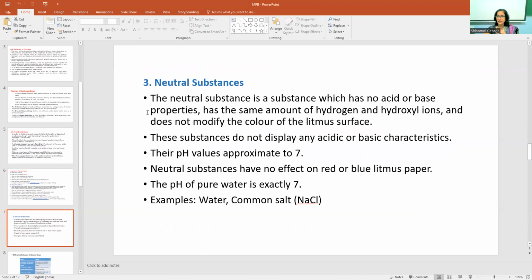And then, comes acid-base. There should be some neutral substance. So there is always neutrality in everything, right? A neutral substance is a substance which has no acidic or basic properties, and it has the same amount of hydrogen and hydroxyl ions and does not change the color of the litmus paper. So these substances do not show any acidic or basic characteristics. Their pH value is almost 7, and they do not have any effect on red or blue litmus paper. The pH of pure water is exactly 7. Examples include water and common salt.